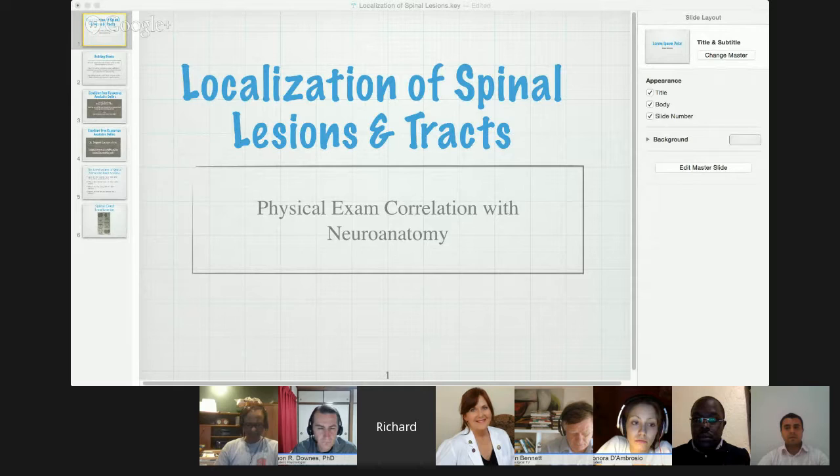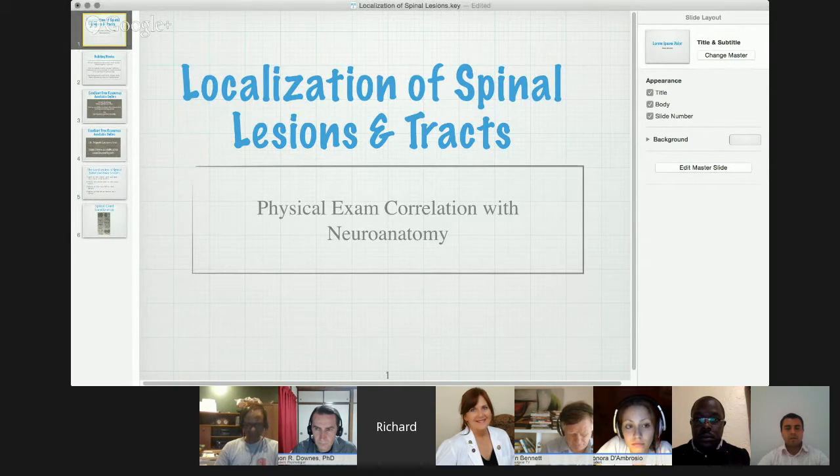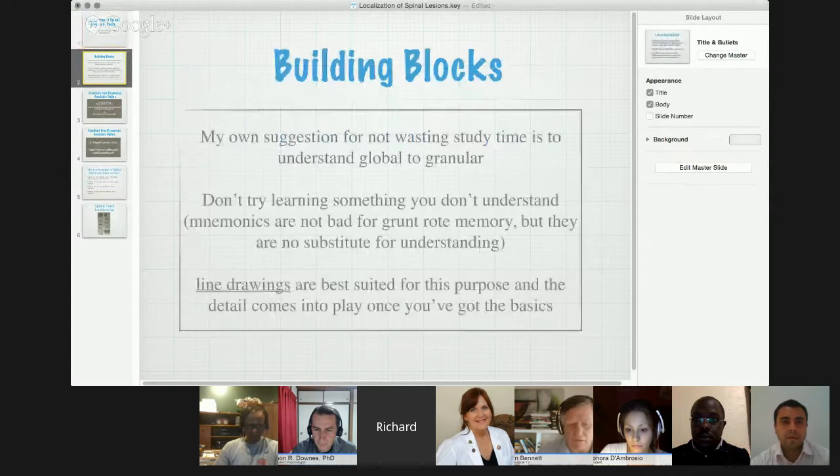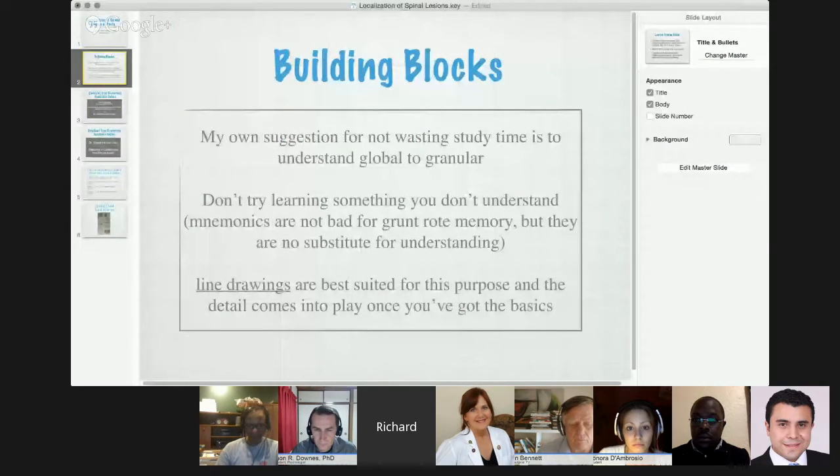Let's see. Just one second. Okay. It's a localization slide. So, like I said before, building blocks, and this was my own suggestion for not wasting time when you're studying, is to go from global to granular. Look at the tree trunk first, without leaves, without everything else, and get an idea from there. So you want to try to learn something and understand at the same time.